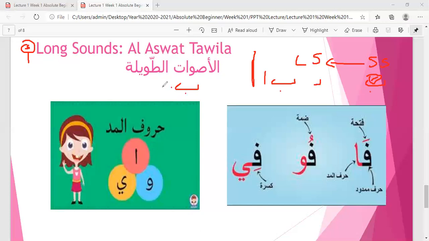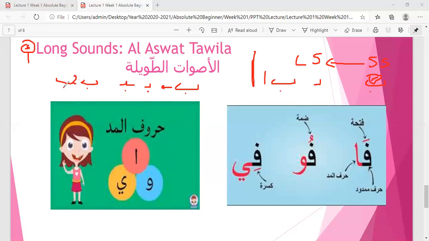Okay. Letter ba at the beginning is like this. You remember? Yes. In the middle, it's like this. You remember? Yes. At the end, it has two forms: either when it's separated or when it is connected, you just add a line to it. These are the forms, okay?